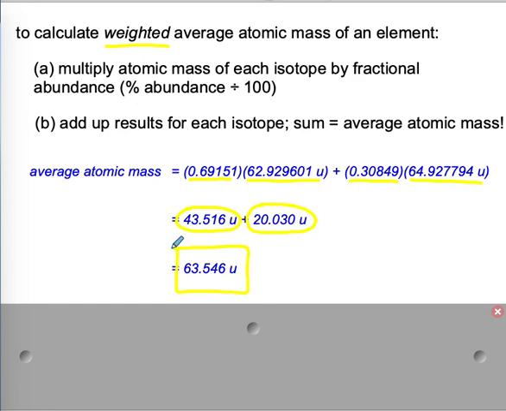So, to reiterate, the number you find on the periodic table is the weighted average atomic mass of all of the naturally occurring isotopes of that particular element, and this is how you calculate it. In our next video, we'll move on to actually counting atoms.